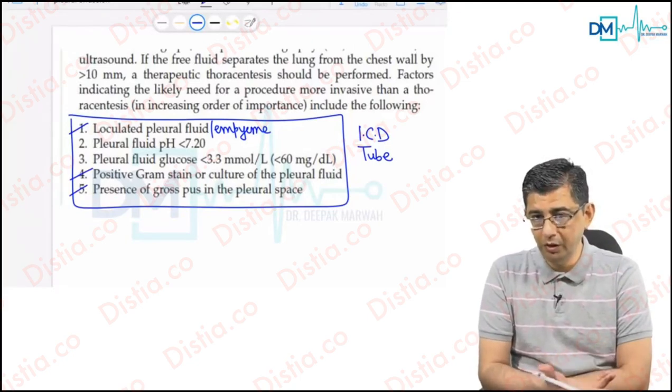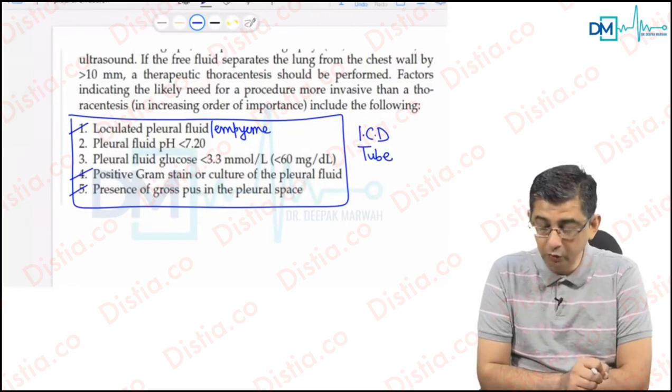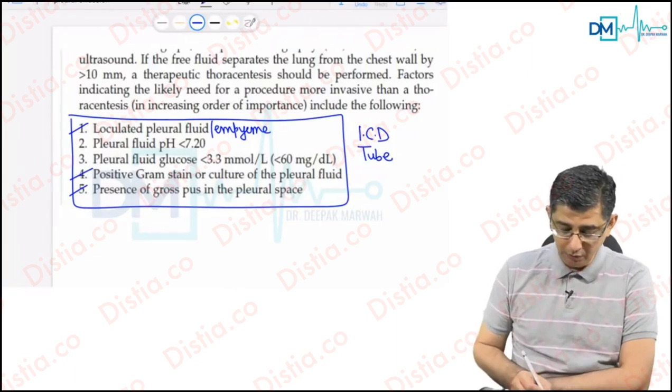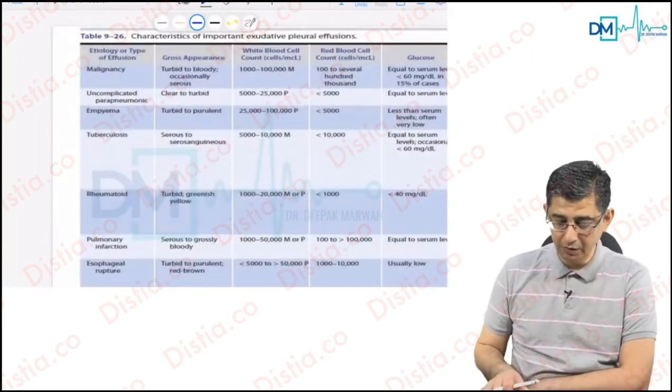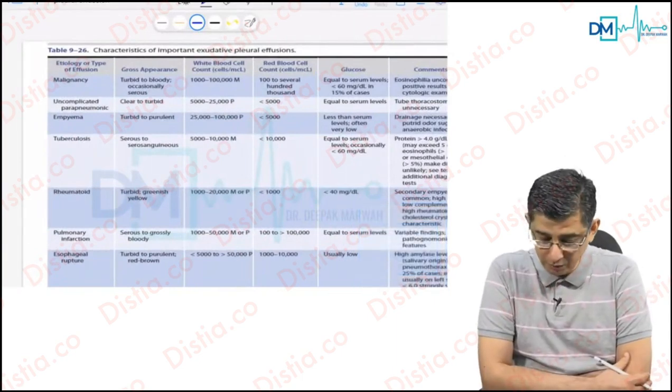So the only thing you need to put effort into is remembering the acidic pH and the low sugar values in a patient. These are indications where you will consider inserting a chest tube in an individual. Now, once you have remembered these aspects, we'll quickly practice the characteristics of important exudative pleural effusions.